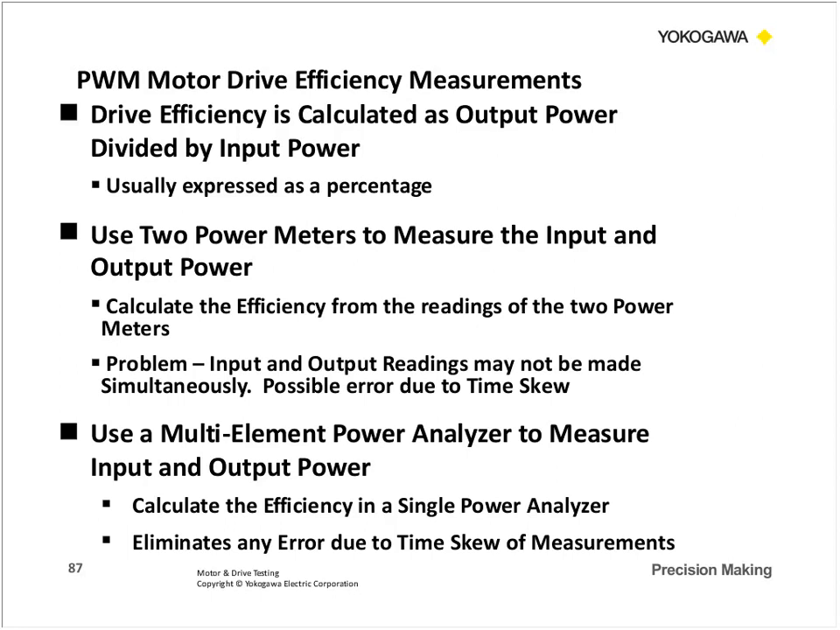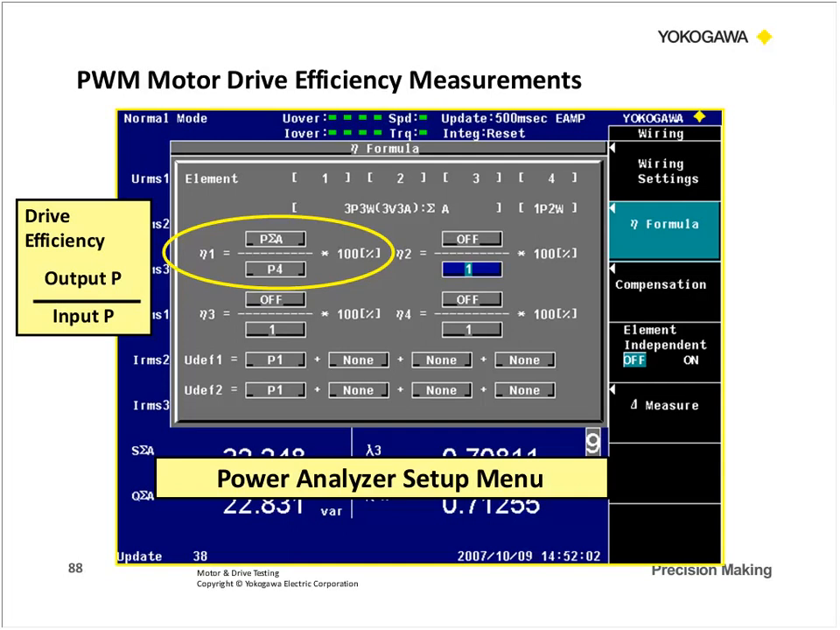So what we say is we should use a multi-element power analyzer to measure this input and output. We can calculate the efficiency in a single power analyzer and eliminate any time skew between our measurements. So here's an example of some math functions that we have, where we got the total three-phase power out, and I'm dividing it by a single-phase power in, times 100 to get my percent. So it's the output power divided by the input power. These math functions give you a lot of different calculations to work with. It's easy to set it up inside the instrument.